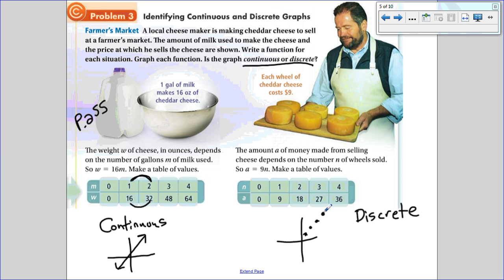Okay, so that's the main difference with this chapter. Again, I urge you to go take a look at page 255, and if you have any questions, please ask those in class tomorrow.